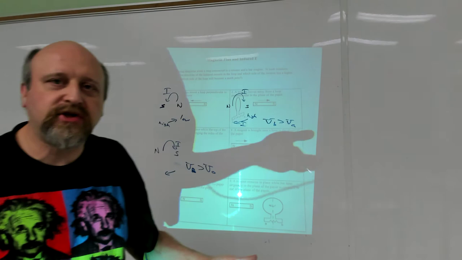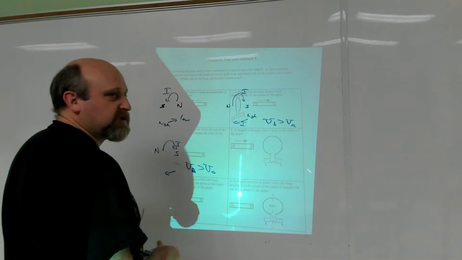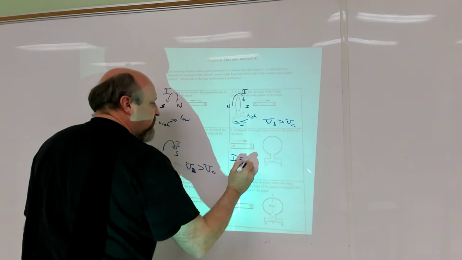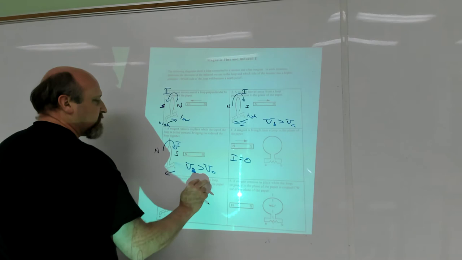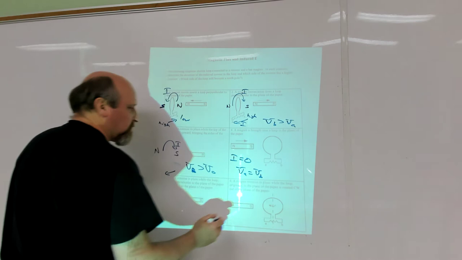And so that means there'll be no induced voltage, no induced current, nothing will happen, right? So that induced I is zero. There is no magnetic poles there because there's no current flowing to make a magnetic field. And the V at A is equal to the V at B. Okay. There's no delta V, there's no current.